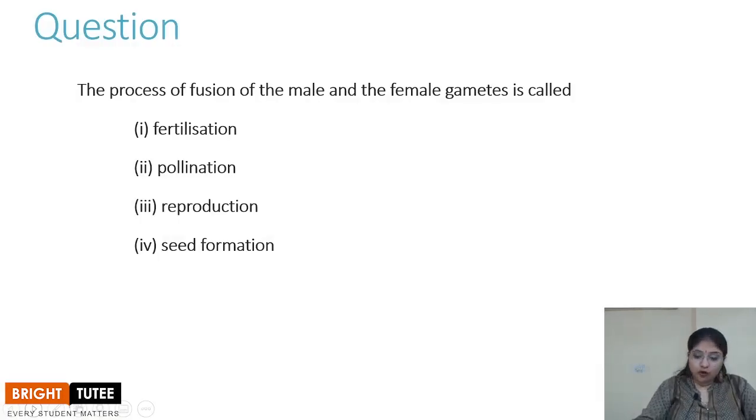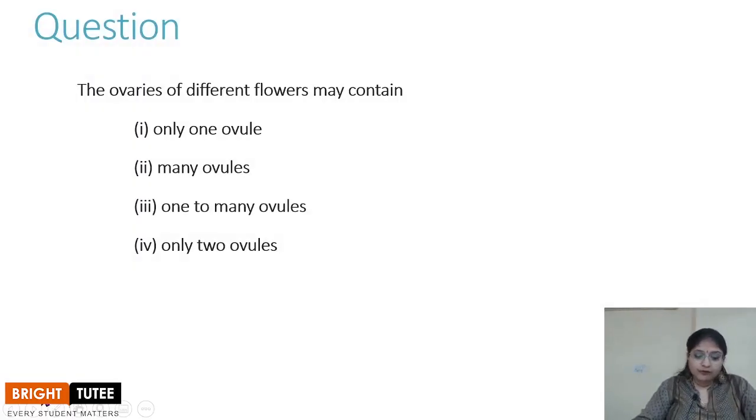The process of fusion of male and female gamete is called fertilization, right? So when the male and female gamete fuse together, they form a single cell called the zygote, and this whole process is called fertilization. The ovaries of different flowers may contain only one ovule, many ovules, one to many ovules, only two ovules. So the ovaries of flowers may contain one to many ovules, right? So there can be a single ovule, there can be many ovules within the same ovary, right?